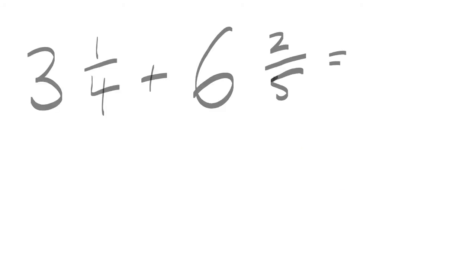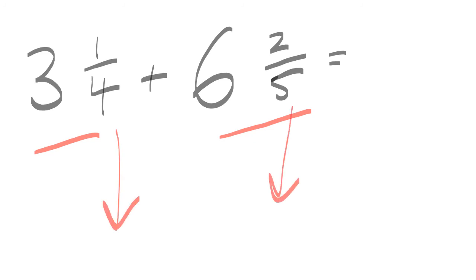Here's your question. Here it is. 3 1/4 plus 6 2/5. You're going to have to put 4 and 5 into a common denominator. They won't go into each other. You've got to choose a whole new number, one that 4 goes into, one that 5 goes into. Pause me and have a go.